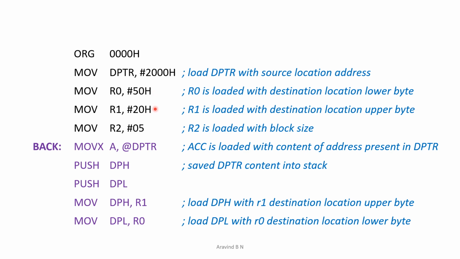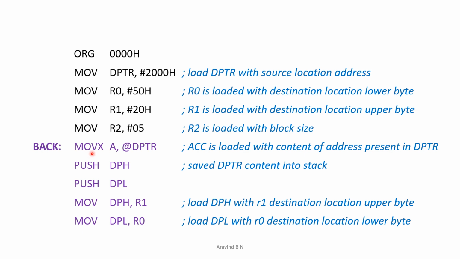So this is the actual destination memory location, which will be temporarily stored in R1 as well as R0. If we make a combination of R1 R0, then it will be 2050H. So that will be the destination memory. So temporarily it will be stored in R0 and R1. Then MOV R2, #05H. So R2 holds the count value, that means how many values we want to move from source to destination. Here we are considering 5 values.